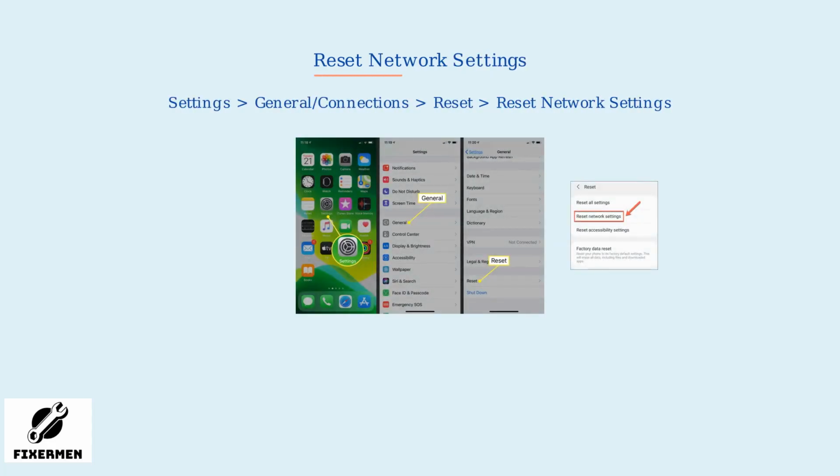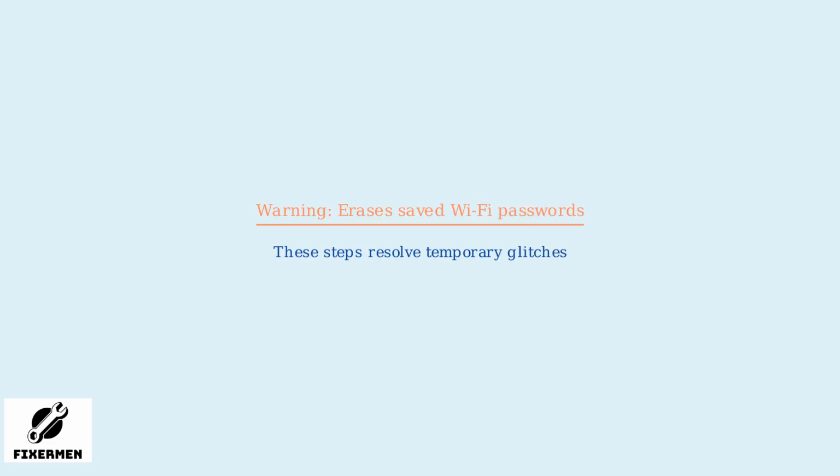If that doesn't work, reset your network settings. On most phones, you can find this option in Settings under General Management or Connections, then Reset, and finally Reset Network Settings. Note that this will erase saved Wi-Fi passwords, so be sure to have those handy. These steps often resolve temporary glitches preventing 5G connectivity.